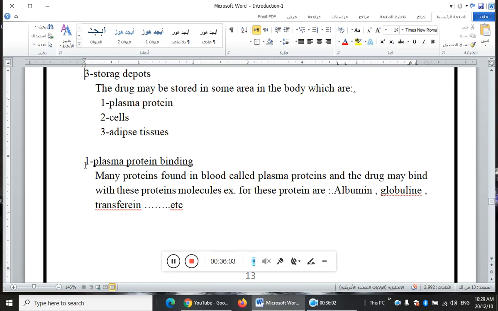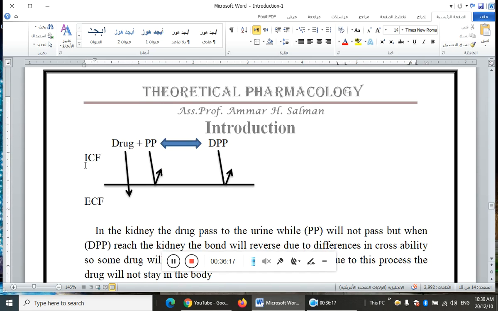Many proteins found in blood are called plasma proteins, and the drug may bind with these protein molecules. Example, albumin, globulin, transferrin, etc. The drug will bind with the plasma protein here in this equation and form a complex of the drug and the plasma protein.